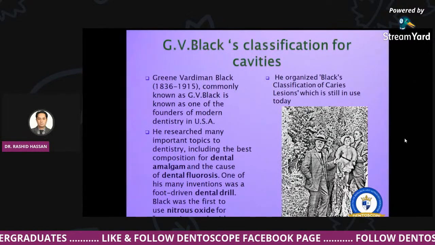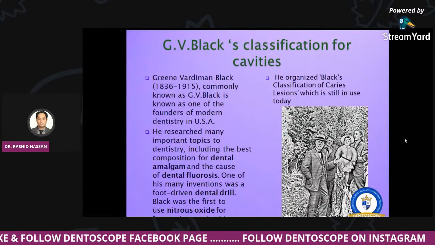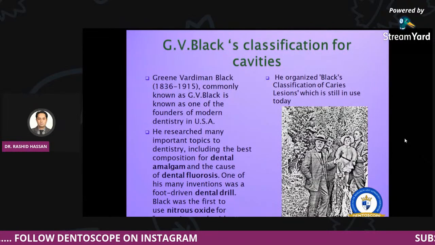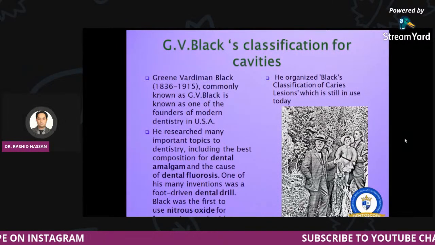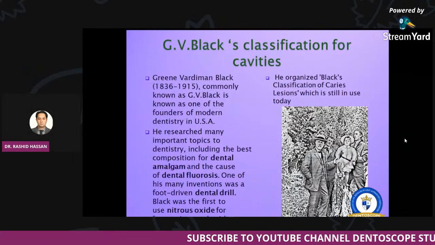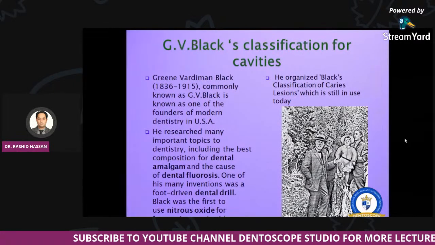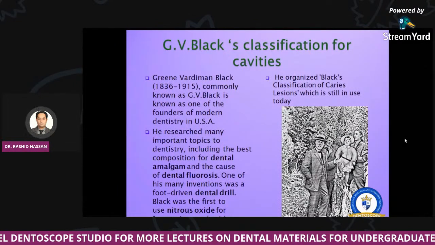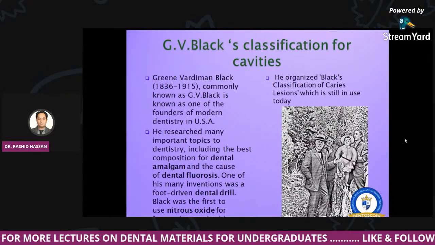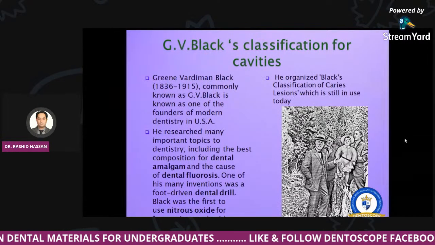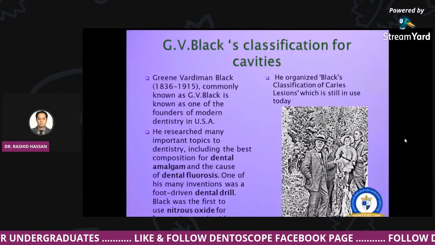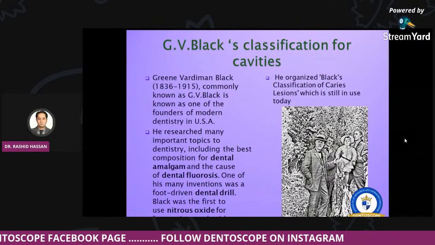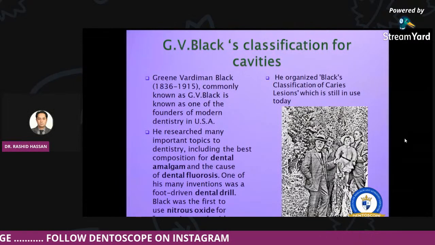He researched different topics in dentistry, including the composition of dental amalgam. The best possible composition of dental amalgam that we study in our dental materials was given by GV Black. He also researched fluorosis, and then he invented the foot driven dental drill. Today we have very advanced types of dental drills, but GV Black was the inventor of the foot driven dental drill, and so on.